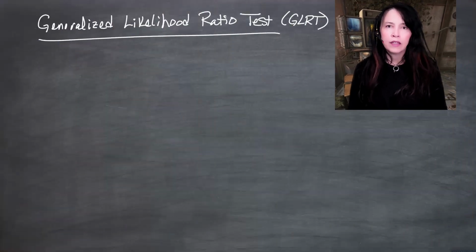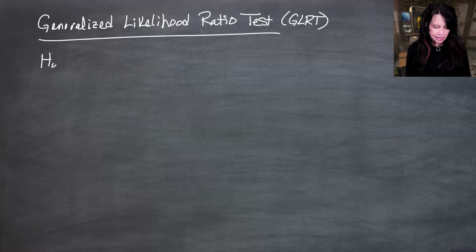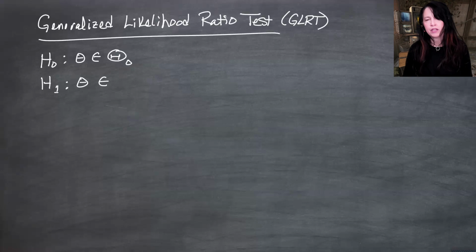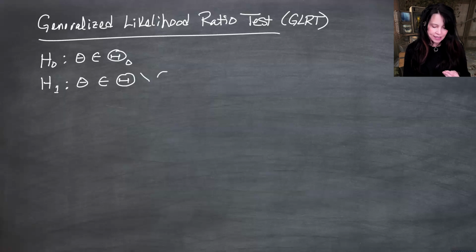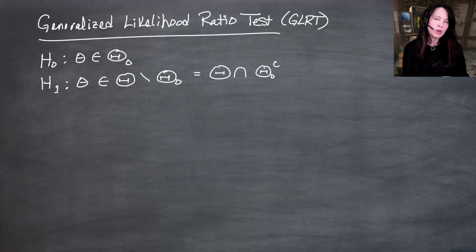Let's go. Our generic null hypothesis is that our parameter theta, which could be vector valued, is in some set capital theta naught, which is some subset of the parameter space, versus the alternate hypothesis that theta is in the rest of the parameter space. That's the complement of the set I just wrote down with respect to the space. We write that as the full space theta, then a backslash, which is like subtracting a set, the set from the null hypothesis, which is the full parameter space intersected with the null hypothesis complement. So this is what we want to test.